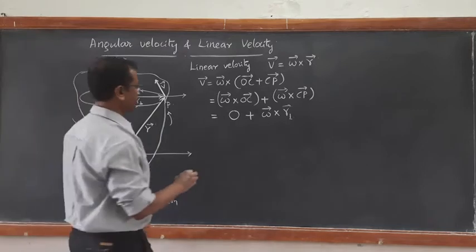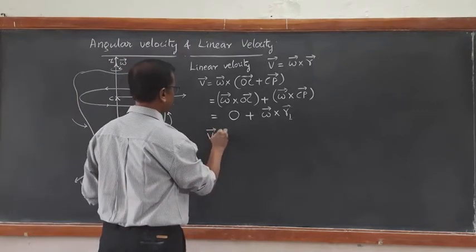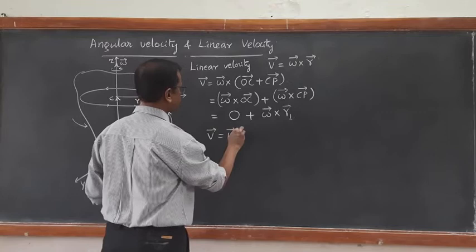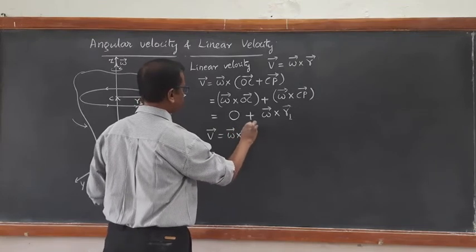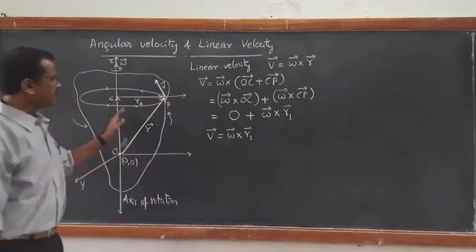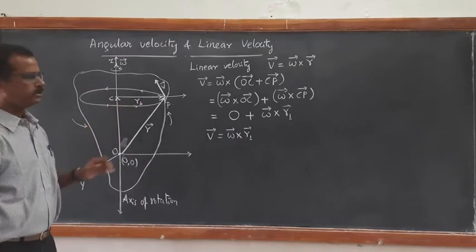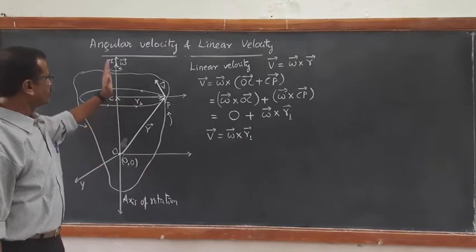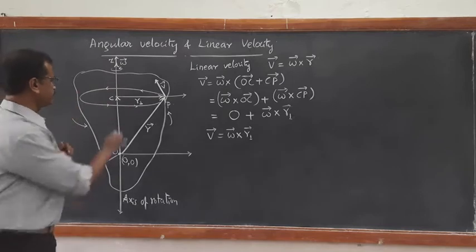Thus we get v equal to omega cross r perpendicular. What is the angle between omega and r perpendicular? The angle between omega and r perpendicular is 90 degrees.